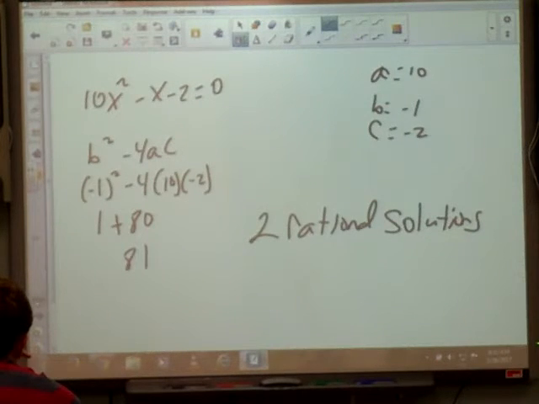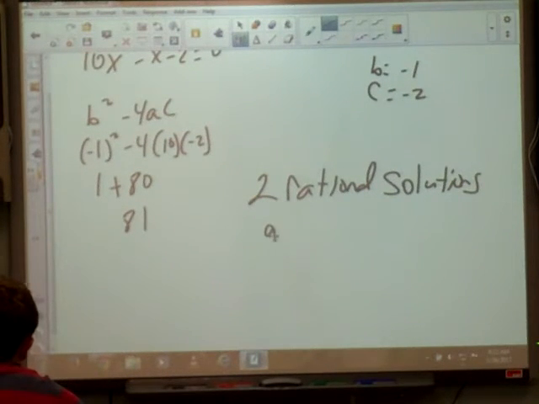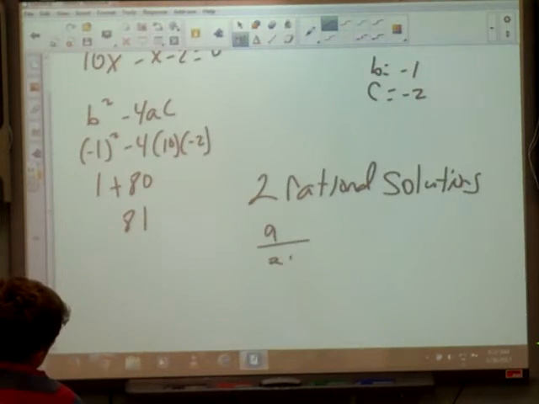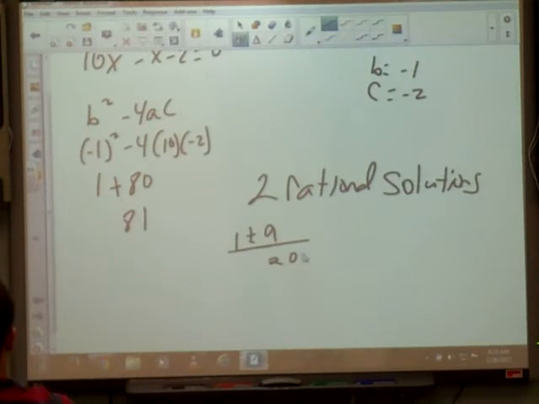Well, I'd have to see. This would be 9 underneath my radical, so I would have negative b plus or minus that, all over 2a. So if I finish that out, I'd be 10 over 20 and negative 8 over 20. Take out a 4 and negative 2/5. So you just had to figure out, you know, add on the negative b and the 2a on the bottom. So it really wasn't that much more.